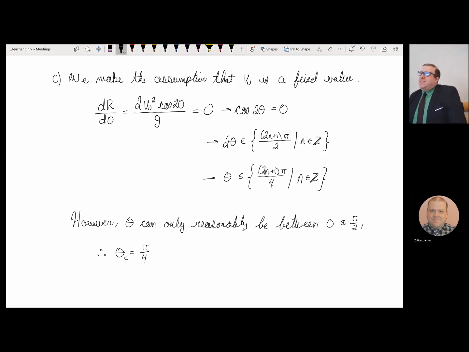There is a corollary to the second derivative test, which states if it is the only critical point in your domain, then not only does it give you a local extrema, it is an absolute extrema. So if the second derivative test here tells us it's a local max, it is the absolute max, because this is the only critical point in our domain.